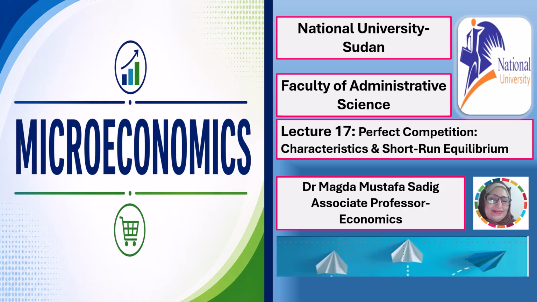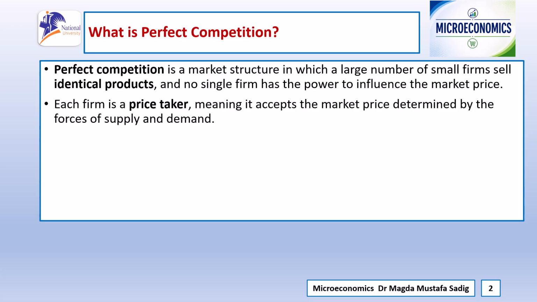Perfect competition is considered an ideal market structure, although it rarely exists exactly in reality. Economists use it as a benchmark to compare other markets. Let us begin. What is perfect competition?